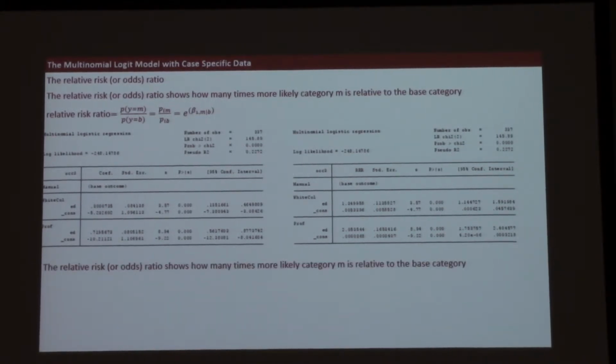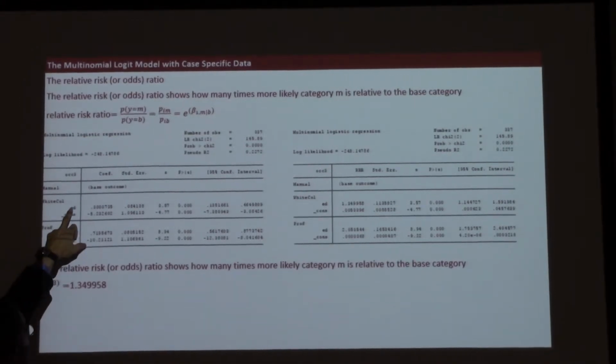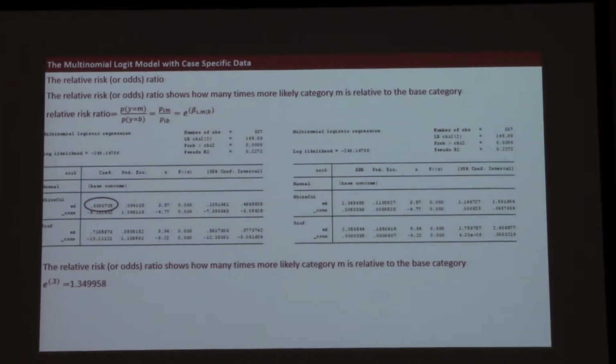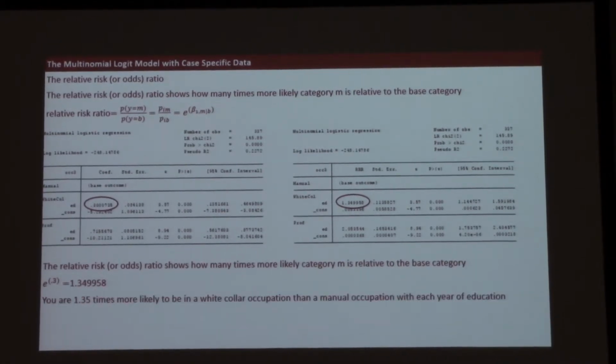The relative risk ratios are actually pretty understandable. And it's actually the same output. So if we take our coefficient here and raise e to that, we get the relative risk ratio, which is what we get. Which actually has a pretty simple, intuitive appeal to it. So basically it says that for every year's worth of education, you're 1.35 times more likely to be in a white-collar occupation than a manual occupation.